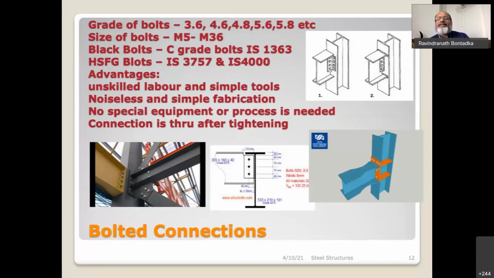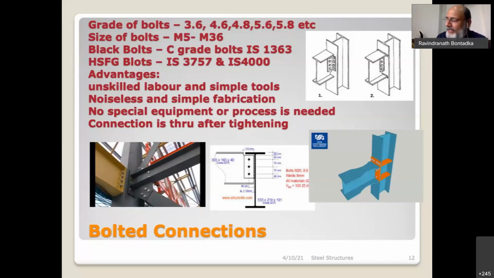And then the connection is through after tightening. Once you tighten them to the required level, check it, or use a torque wrench to give whatever strength you wanted, then the joint is done. You don't have to wait for that. So these are the advantages of the bolted connections.